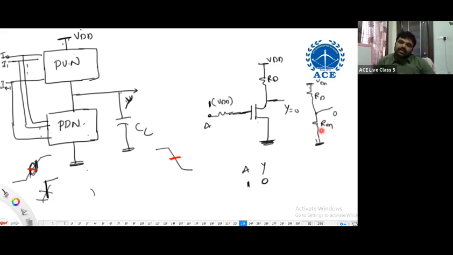Then what is happening here? There is a path from supply to ground. Inputs are stable. I'm not changing input from 1 to 0 or 0 to 1. Input is at logic 1 only. But there is a path from supply to ground, so VDD square by RD, with negligible R on, is dissipated continuously. That is called static power. Inputs are not changing, but there is a power dissipation. Such a situation will not be there in CMOS, because there is no possibility of a path from supply to ground when inputs are stable. Are you understanding?